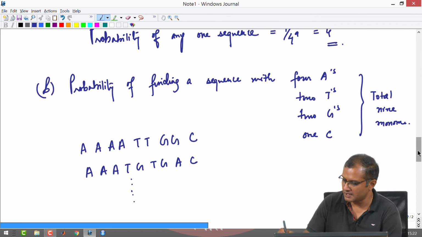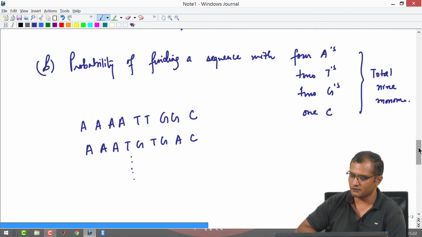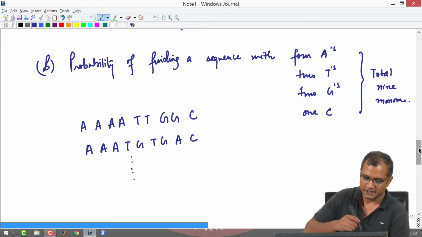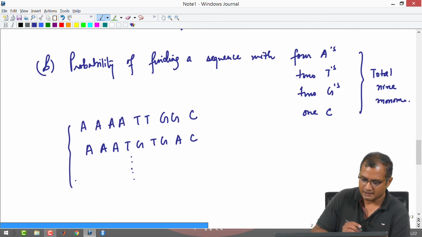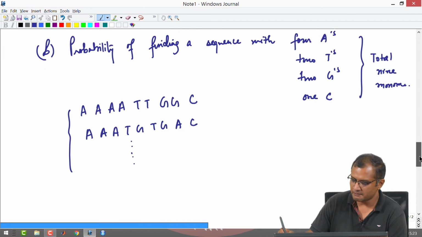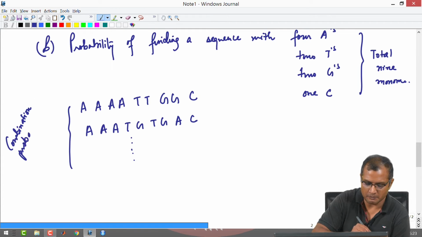So, the question asked here is, what is the probability of finding a sequence with 4 A's, 2 T's, 2 G's, 1 C? Basically the sum of all these permutations divided by the total number of permutations. So, this is essentially a combination problem, where you do not say that I want exactly this permutation.